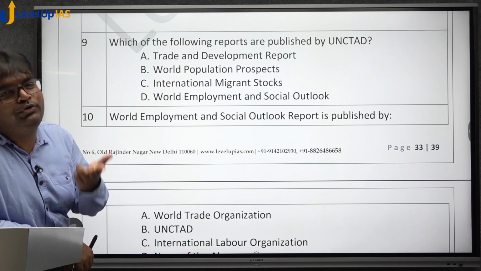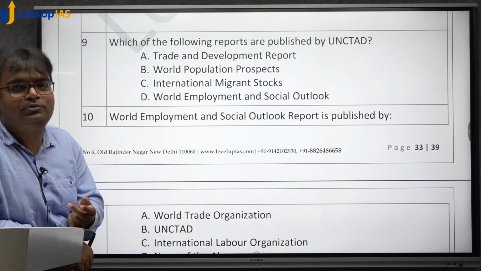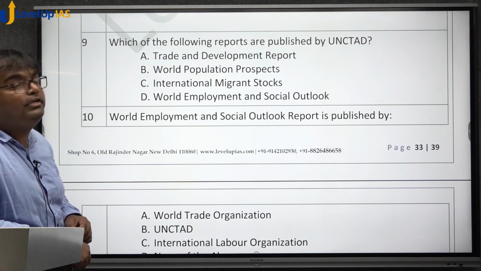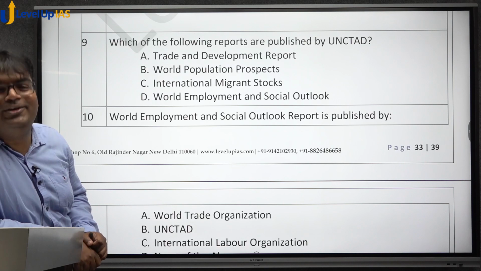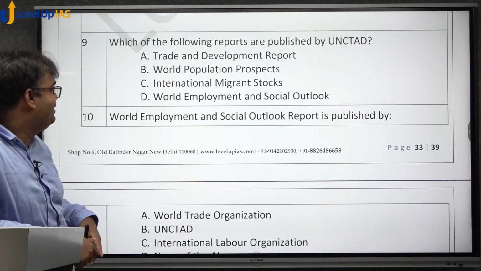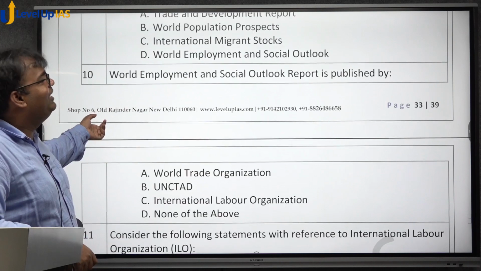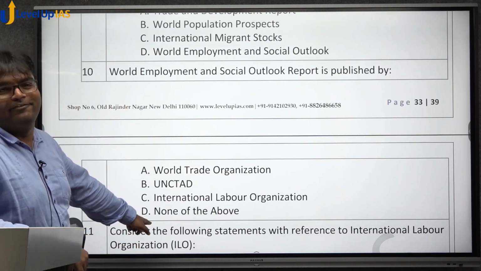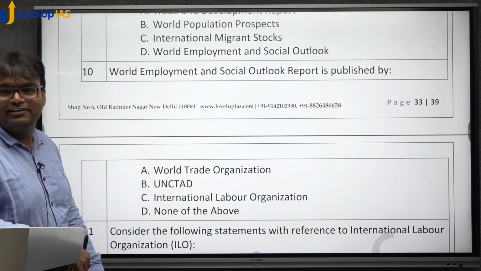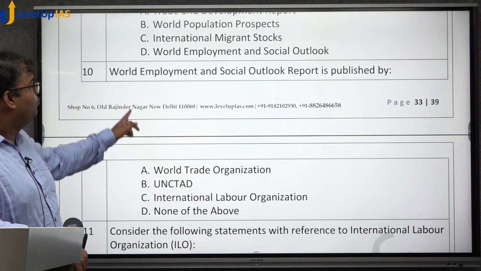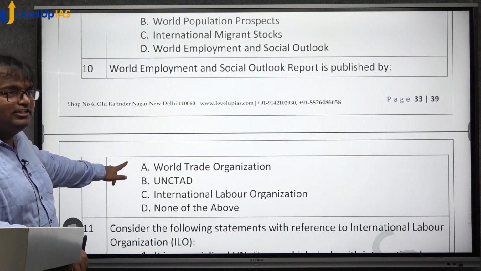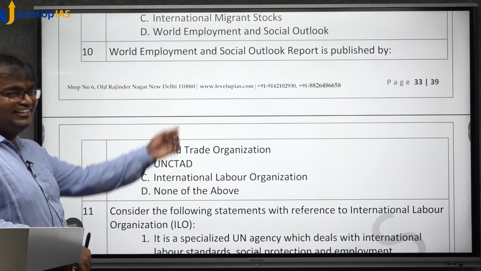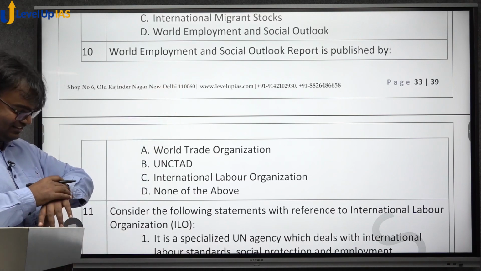You just studied UNCTAD and UNDESA, and still got confused in this. It is UNDESA. World Employment and Social Outlook, ILO. We'll come to ILO. ILO we haven't covered yet. World Employment and Social Outlook report is published by none of the above. ILO is not in the options, right? World Employment and Social Outlook report is by ILO, but I haven't given ILO. Oh, I have given it? Yes. See, how happy you are, sir made a mistake.